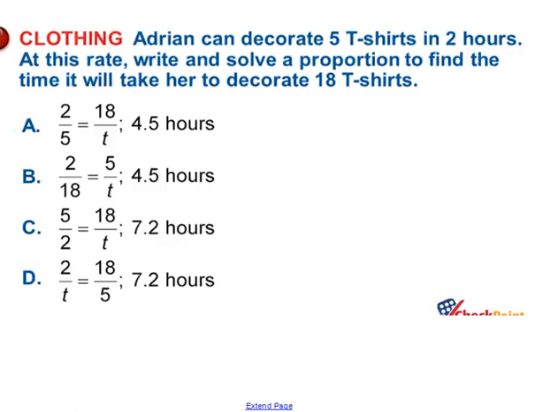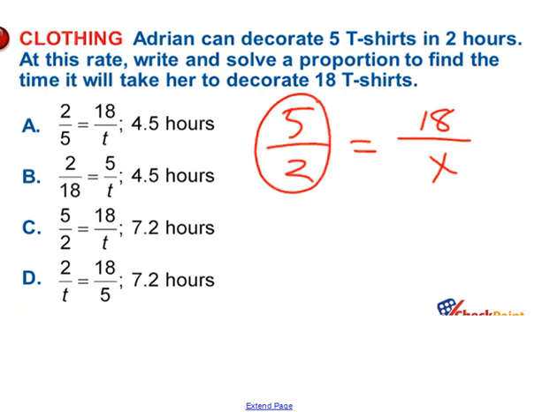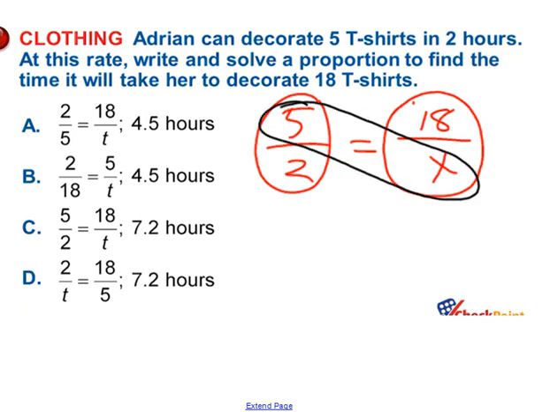7.5 hours. Do this one on your own, then come back and check it against the video here. Adrian can decorate 5 t-shirts in 2 hours at this rate. Write and solve a proportion to find the time it will take her to decorate 18 t-shirts. Well, if she can do 5 of them in 2 hours, that's going to be equal to the 18 in X hours. This is the rate at which she can do the shirts. And this is going to be equal to the rate at which she can do the shirts here. I'm going to use my cross products to solve.